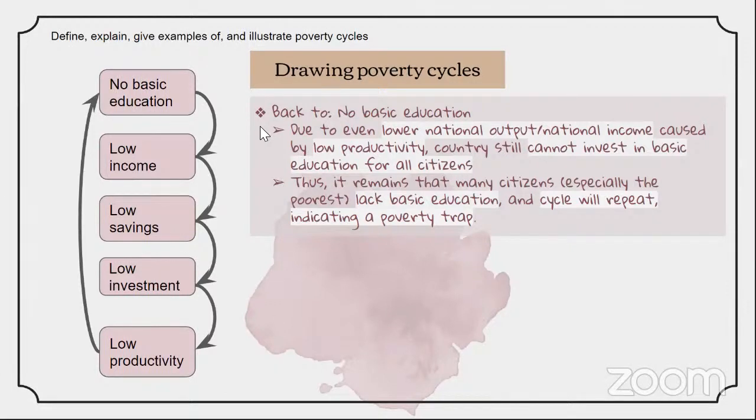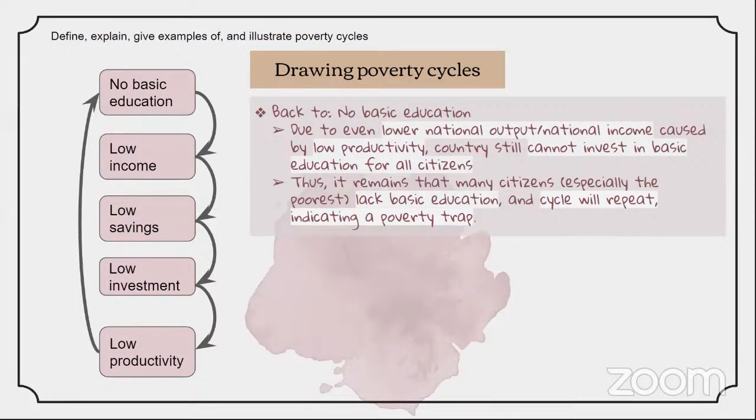So when the productivity is low, which causes the national income to become even lower, of course the country is even less able to invest in the things I said just now, like education. Because they can't afford to invest in basic education for all citizens, they're back to no basic education. So the country cannot ensure that all citizens will have basic education, and so it repeats.